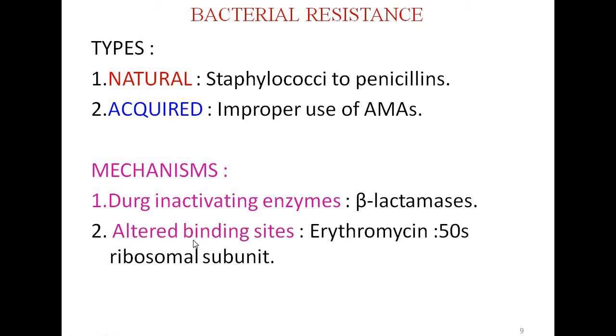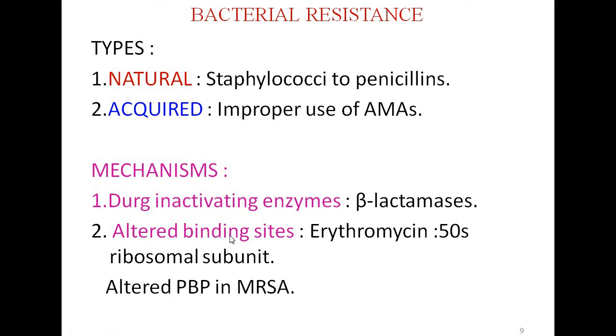Another mechanism by which a bacteria becomes resistant to an antibiotic is, for example, erythromycin has to bind to the 50S ribosomal subunit of a bacteria. In resistant bacteria, what happens is the structure of the 50S ribosomal subunit is altered. So erythromycin is no longer able to bind to that altered 50S ribosomal subunit, and therefore the bacteria has now become resistant to erythromycin.